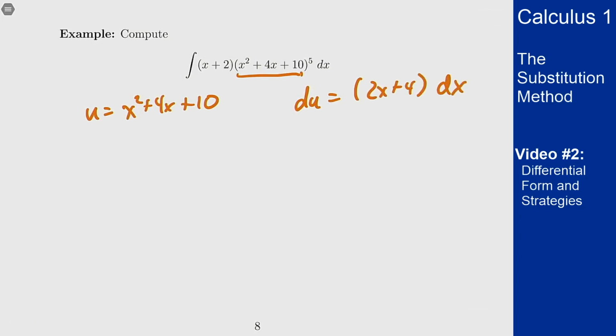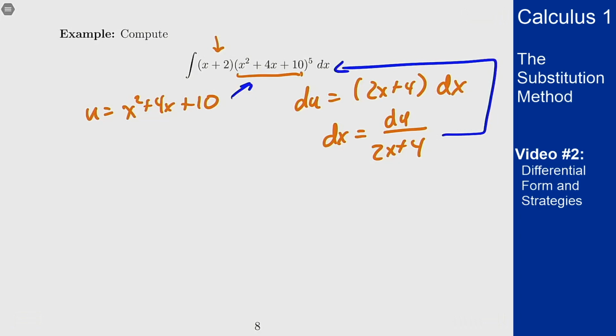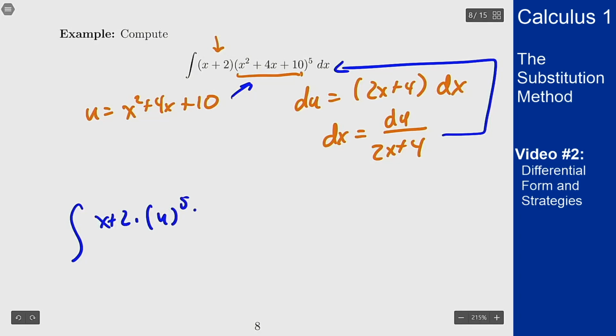Now I don't see a 2x plus 4 here. There's an x plus 2, which is pretty close. How can I work that out? You can either try to make this x plus 2 here look like 2x plus 4 by multiplying and dividing by 2, or you can just solve out for dx in the equation over here and then plug that in and see what happens. So I can solve out for dx. dx is then du over 2x plus 4. And then I can plug u in and I can plug dx in and see what happens. In that case, I get the integral of x plus 2 times u to the fifth times du over 2x plus 4.